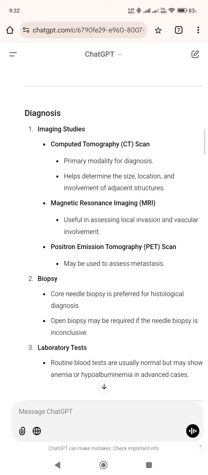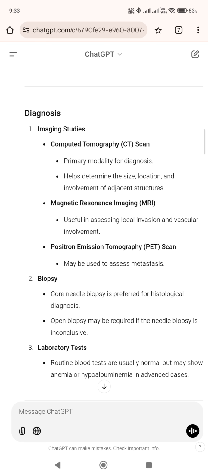2. Biopsy. Core needle biopsy is preferred for histological diagnosis. Open biopsy may be required if the needle biopsy is inconclusive. 3. Laboratory tests. Routine blood tests are usually normal, but may show anemia or hypoalbuminemia in advanced cases.